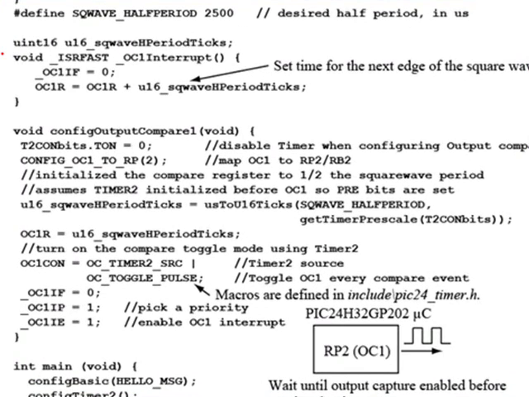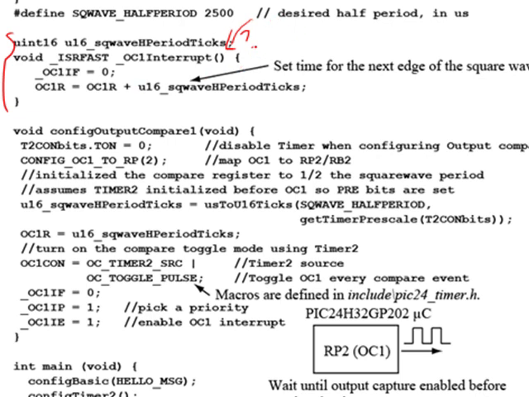Using the output compare module to generate a square wave is going to help us avoid the jitter problems of the previous method. The jitter problems of the previous method occurred because of uncertainty in the number of clock cycles it took to enter this ISR once the interrupt occurred. That uncertainty could happen because either a higher priority interrupt was executing or because of where the interrupt occurred in the clock cycle of an instruction.